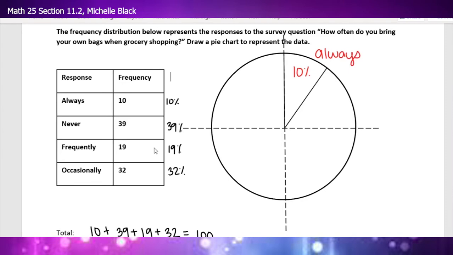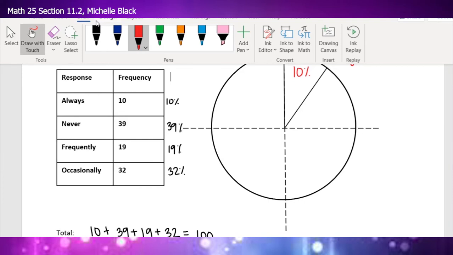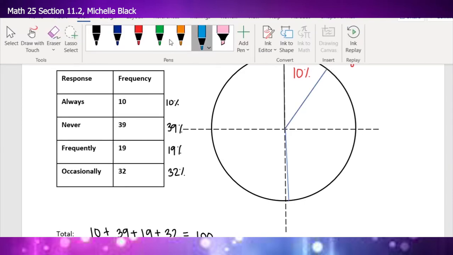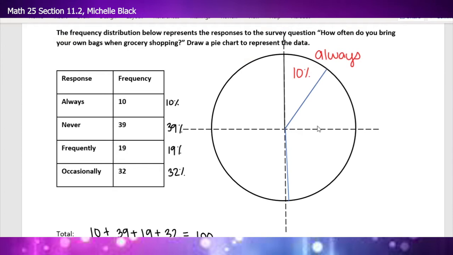Now let's graph never, which is 39%. So what's left here, if this was 25%, means I have 15% left in this little piece. And then I need 24% more, which is almost this entire sector right here. It's just 1 degree less. So I'm just going to draw a line really close to this line because I need to get rid of 1% of that bottom quadrant. Okay, this section here is going to be our 39%, which represents our never category.